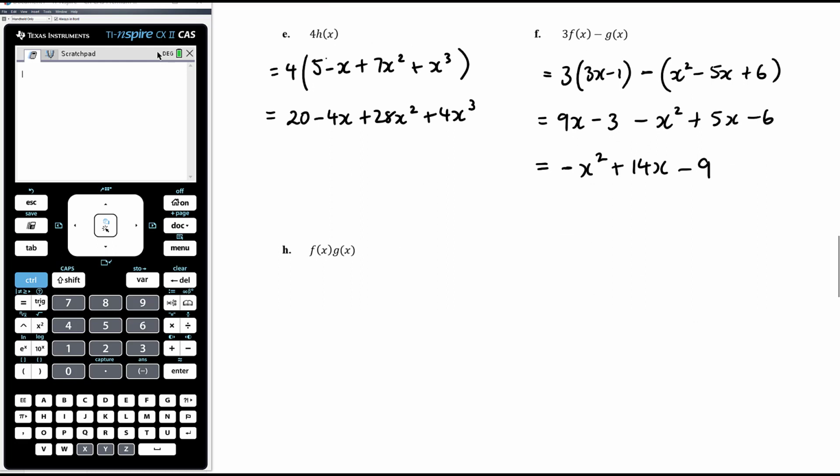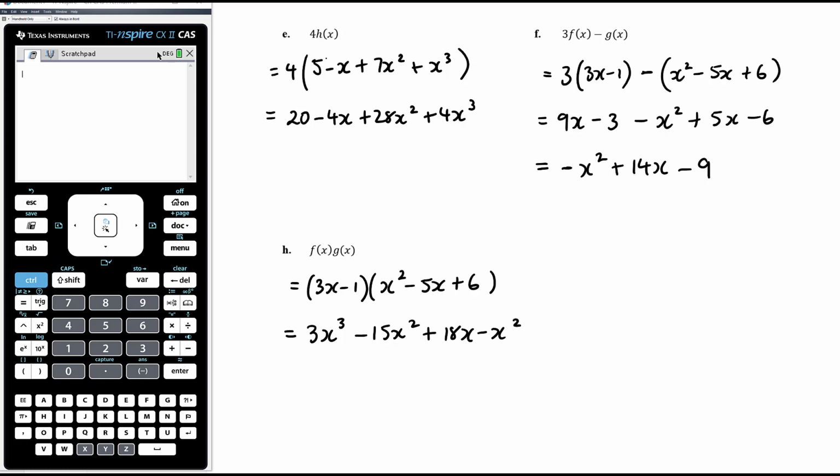Alright, if we do f of x times g of x, so f of x is our linear function, 3x minus 1, g of x is our quadratic function, x squared minus 5x plus 6, and so multiplying those together, let's just multiply everything by 3x, so that gives us 3x cubed minus 15x squared plus 18x, minus x squared plus 5x minus 6. Collecting like terms, we've got 3x cubed minus 16x squared, and then plus 23x and minus 6.